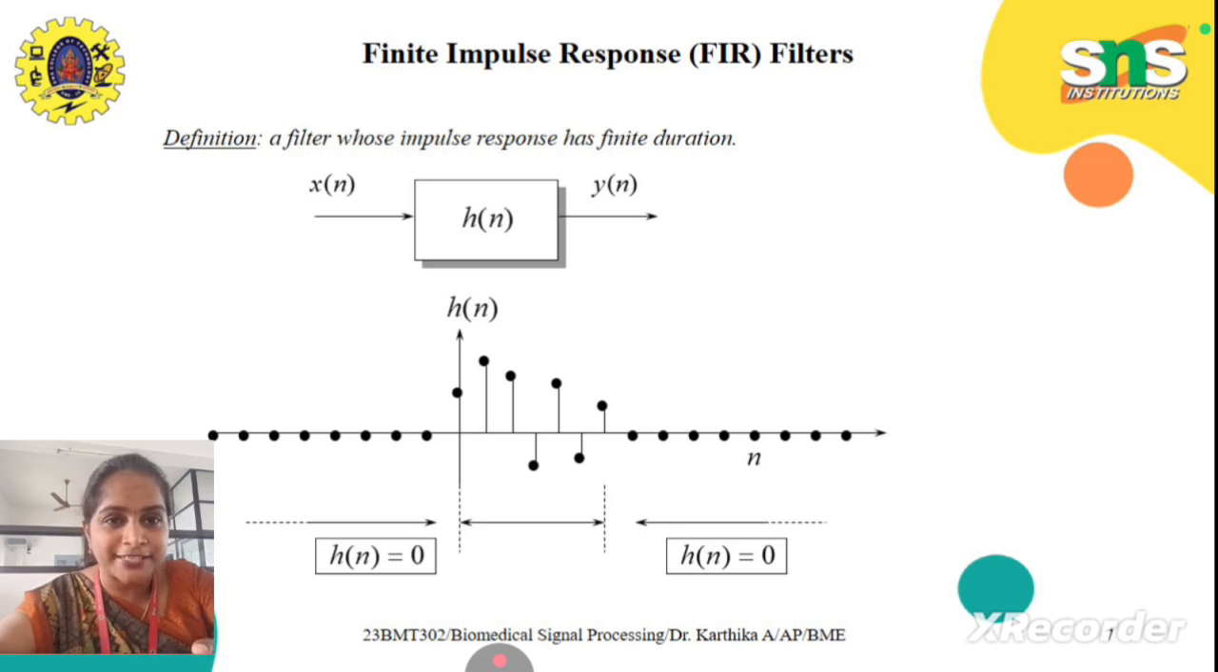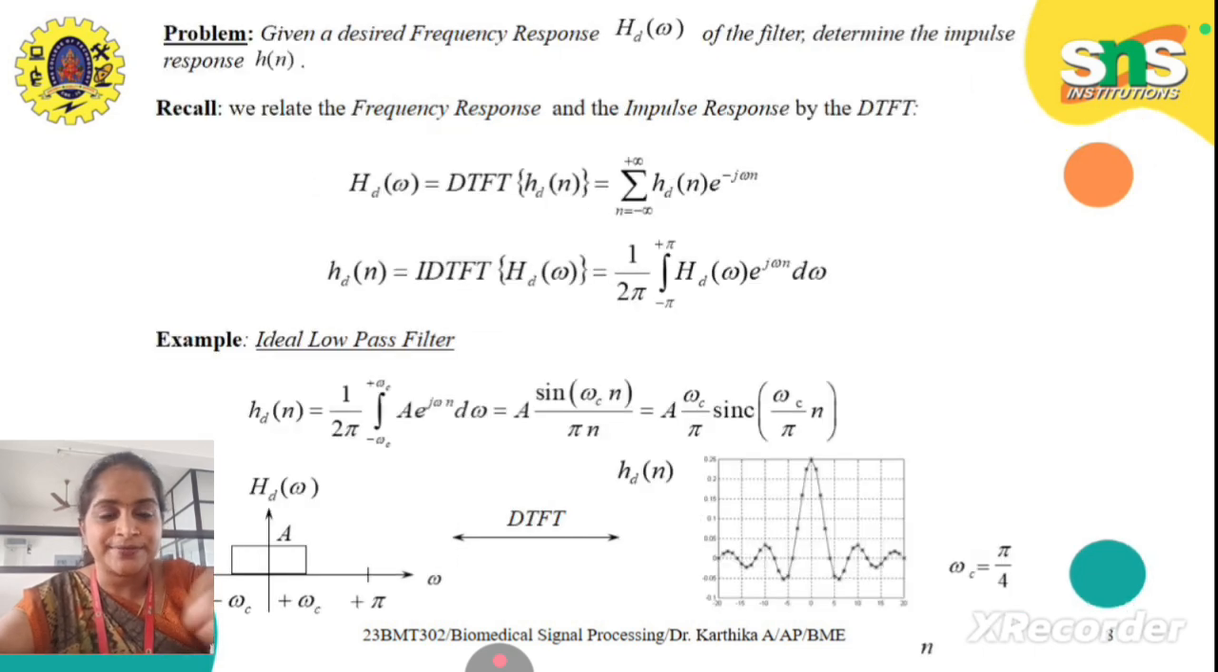See, our input x of n, output y of n, and our impulse response function h of n. Here h of n is 0 on the left negative side and the positive side. In the middle we have the signal values. Let me take a sample problem.